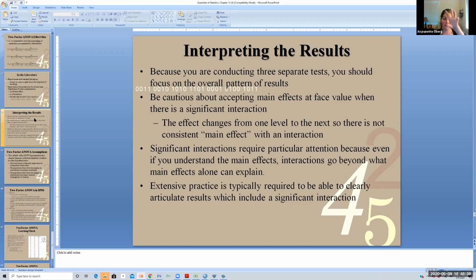It in fact is interconnected and related to the other factor, okay? And so we have to really pay attention when we have a significant interaction, and we need to look at what's happening with the data. How are the patterns shifting? What's changing? What does this mean for the main effects?